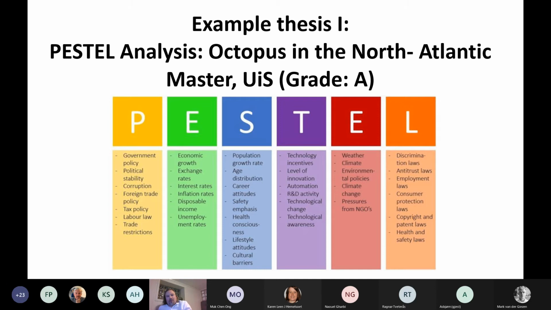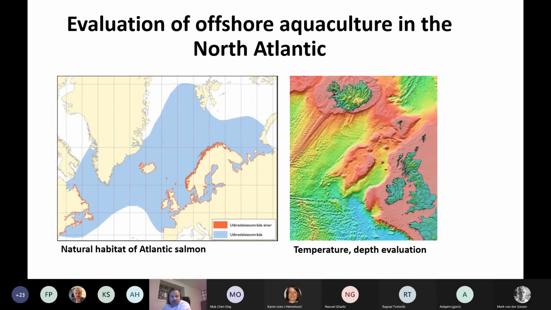the first thesis I will just use as an example is a PESTEL analysis of using Octopus in the North Atlantic. And PESTEL, for those who don't know it, stands for a strategy analysis. It's about political, economical, social, technological, environmental, and legal. So you're looking at all aspects of a subject and trying to find risks and opportunities about this thing. In this case, having our concept Octopus in the North Atlantic. If you go further, what this student did was first to look at the natural habitat of the Atlantic salmon. Where is it natural to put salmon farms?